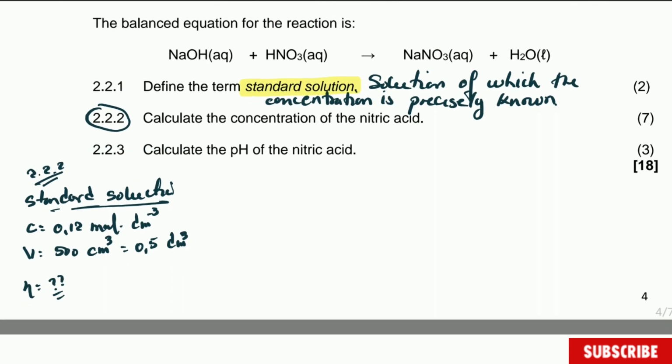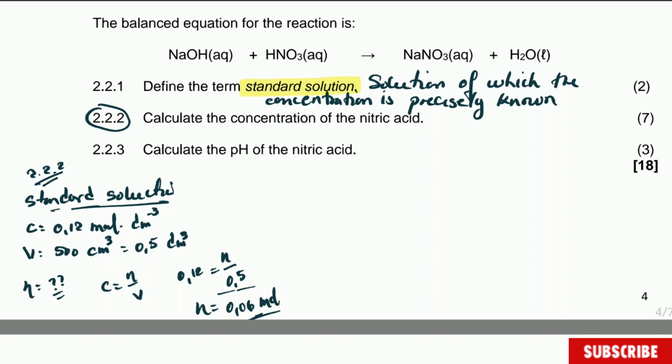Now the number of moles, guys, uses the formula concentration equals number of moles divided by volume, and therefore the concentration is 0.12, equal to number of moles divided by 0.5. When you do that, the number of moles is equal to 0.06 mole. That is the amount of moles in that specific volume.